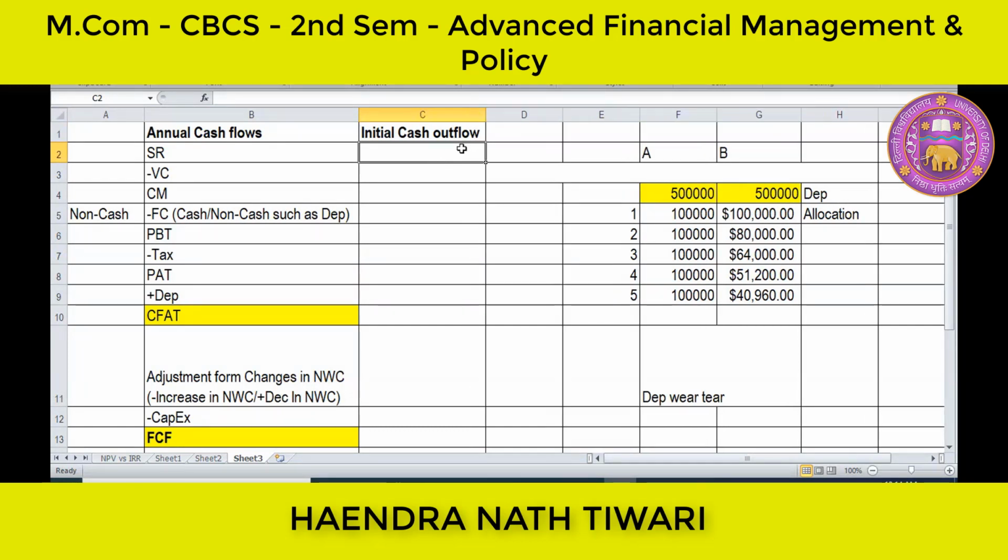When you're planning to invest, what are you looking at? Number one, cost of the asset or the purchase price. Right? Cost or purchase price of the asset.